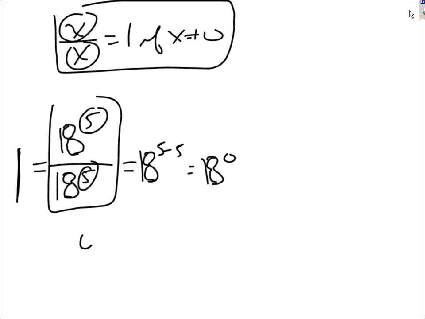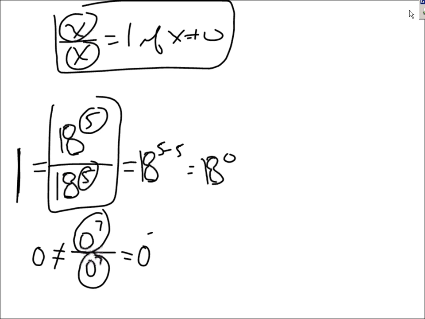Now, if you had 0 to the 7 over 0 to the 7, well, 0 to the 7 is 0, and 0 to the 7 is 0, and 0 over 0 is not 1. It is 0 to the 7 minus 7, which is 0 to the 0. But trust me, we don't know what that is. Plug it in your calculator, and you'll see it gives you an error.